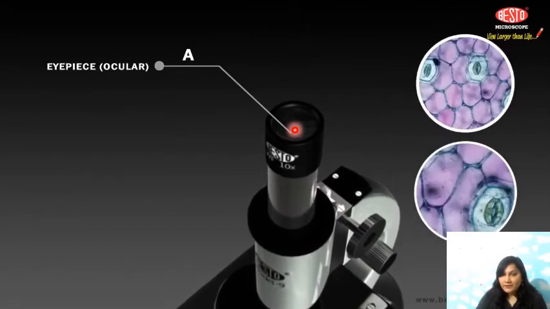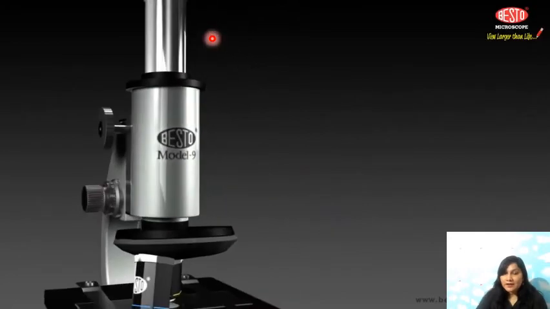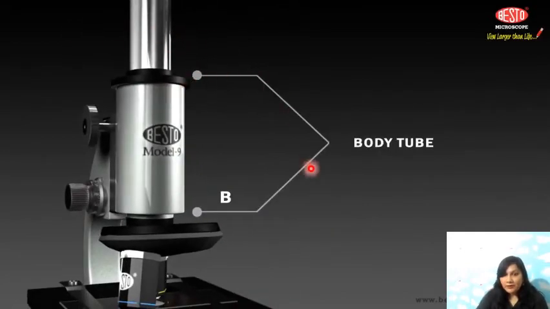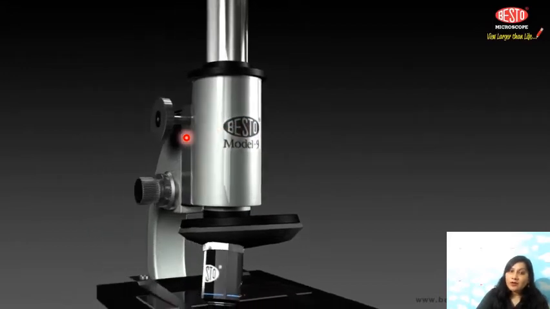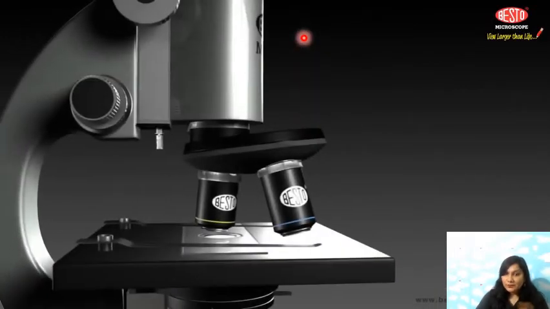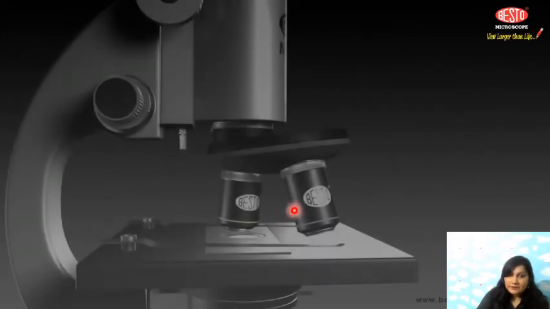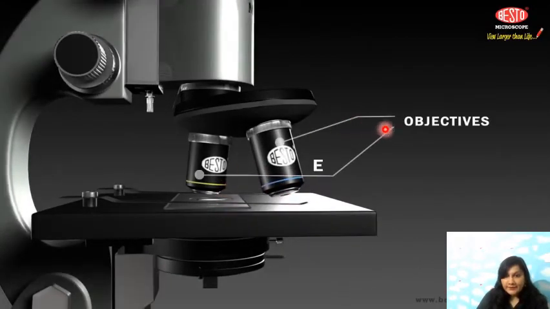Ocular may have different magnification power, and you can have 5x to 10x power of magnification eyepiece mounted on the lens. This is the body tube. If you remember the theory, the length of the body tube has a great impact on the resolution power of the compound microscope. This is the arm. This is used to hold the microscope to place its location. These are the revolving nosepiece on which the objectives of different magnification power have been mounted. You can see these are the objective lenses.